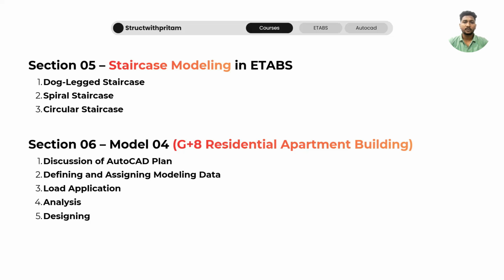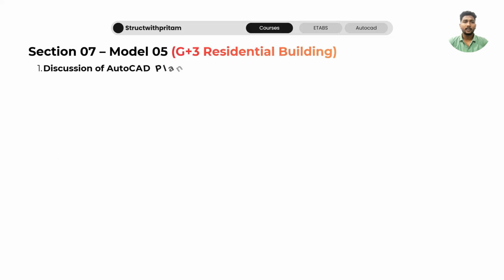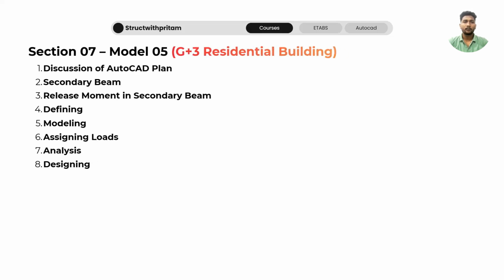In it, if the members fail, how to resolve them, how to change the member sizes as per the code, and all the things I have discussed and taken in this course. Okay, so after that we will start with section 7, where we will start with model 5, that is the G+3 residential building.